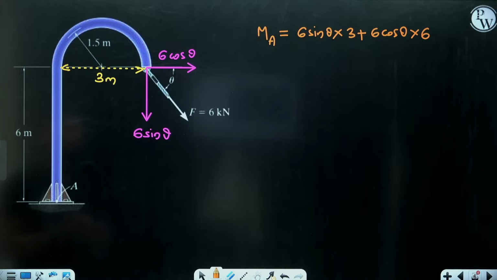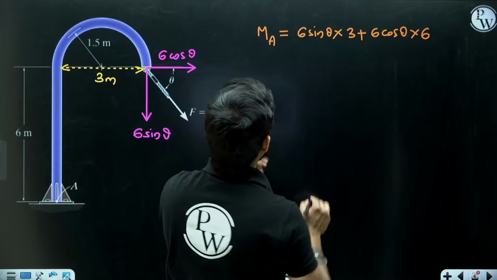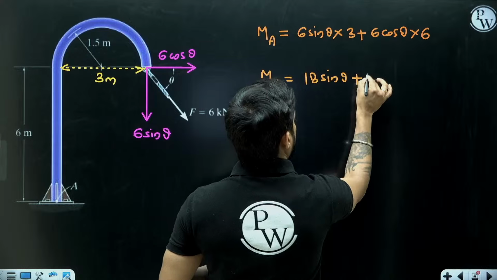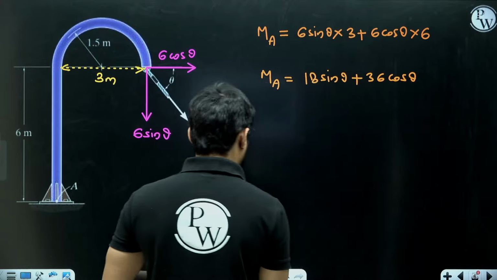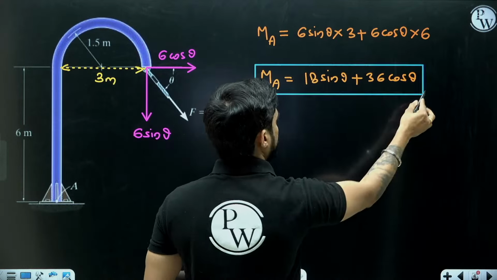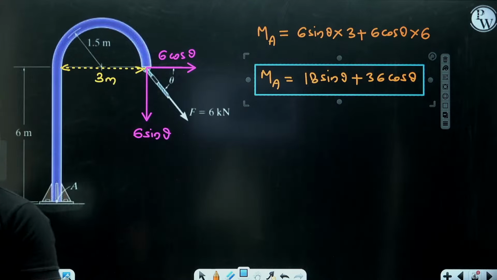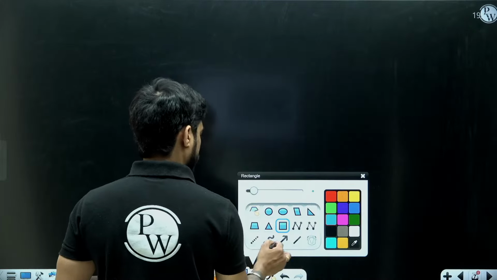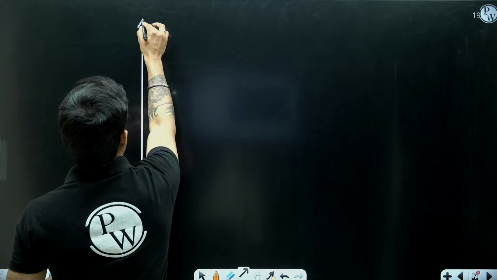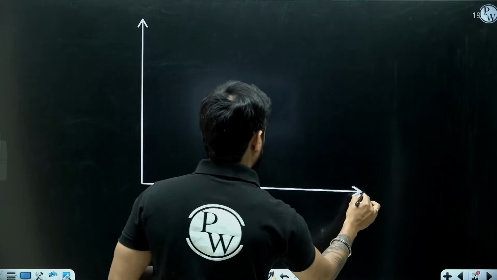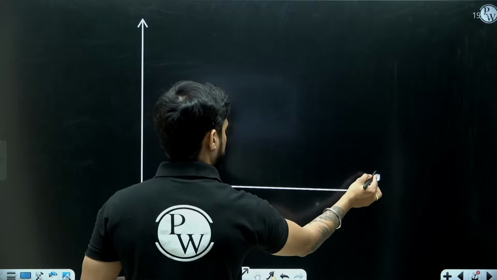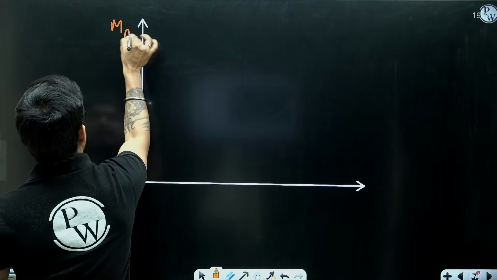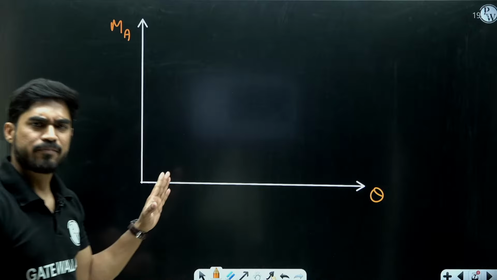Now you can see that this moment is a function of theta, right? 18 sin theta plus 36 cos theta. You can see that this moment is a function of theta. It means that it is going to vary with respect to theta. If I draw a curve between M and theta, then it is going to vary something like this. Okay, and I am just giving you an example. I am not drawing the exact curve of moment. I am just giving you an example.